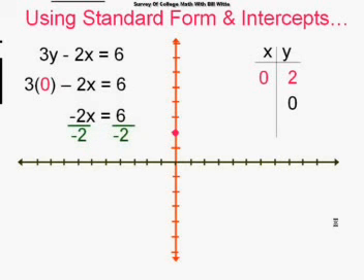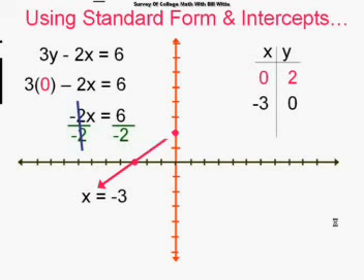Dividing by -2, I get x in this case is negative 3. And if I graph the point negative 3, 0, that is the x-axis intercept, and I only need 2 points. And I've graphed that line. It's another way, possibly, to use. I'll call that the intercept method.